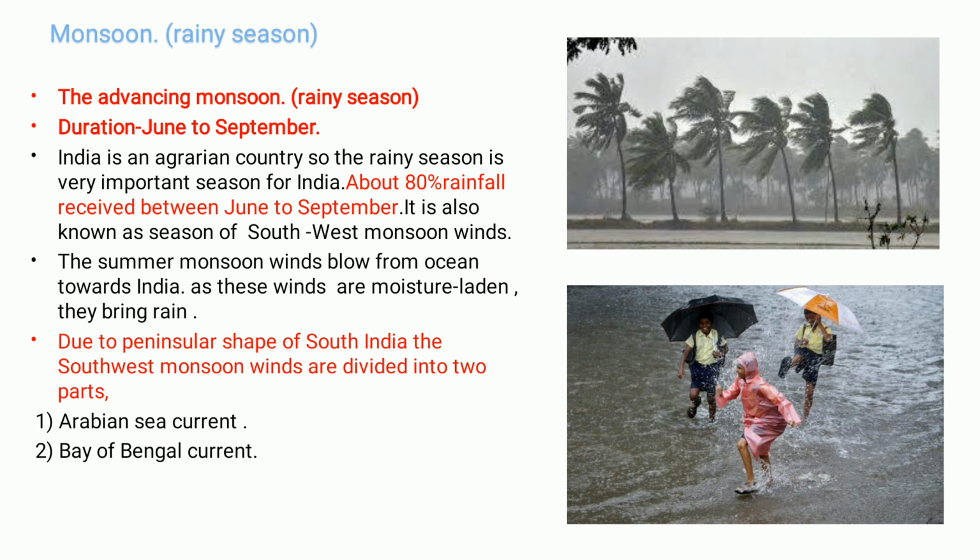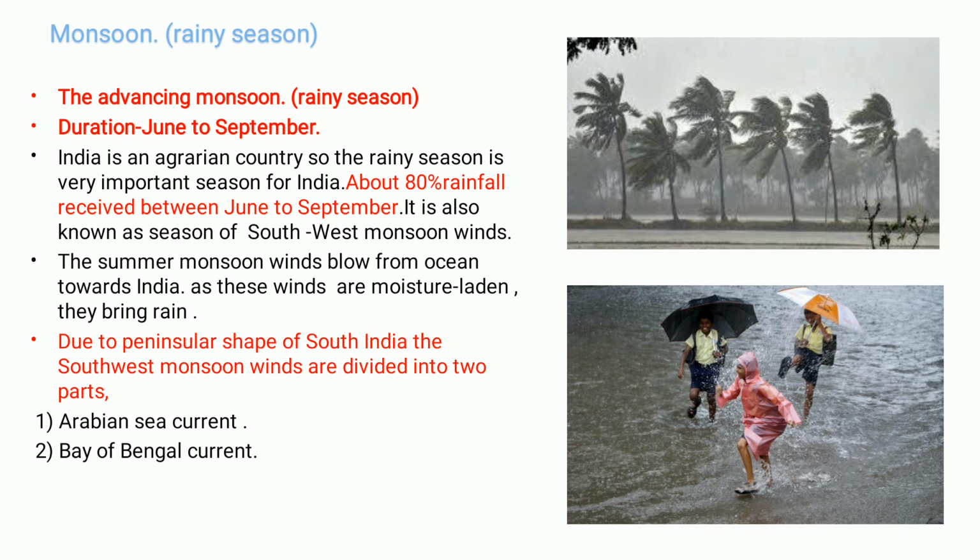Monsoon, the advancing season, the rainy season. The duration of the monsoon is June to September. As India is an agrarian country, our main occupation is agriculture. So the rainy season is a very important season for India because our agriculture, the crops, depend on rain. About 80% of rainfall in the country is received between June and September. Indian farmers are busy during this season in farming.